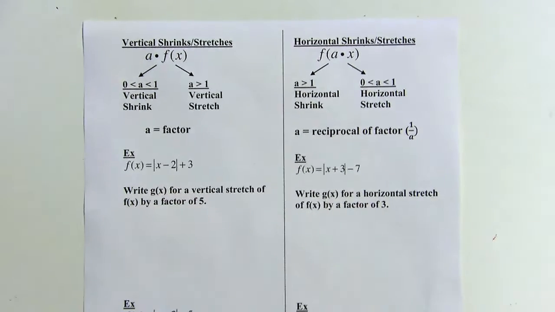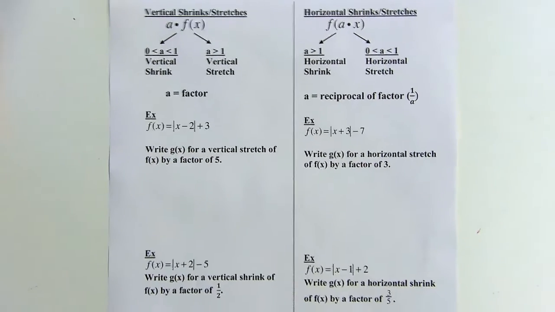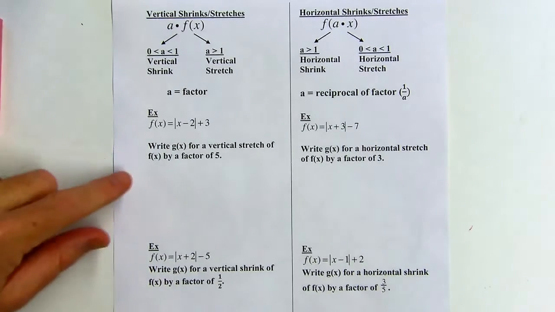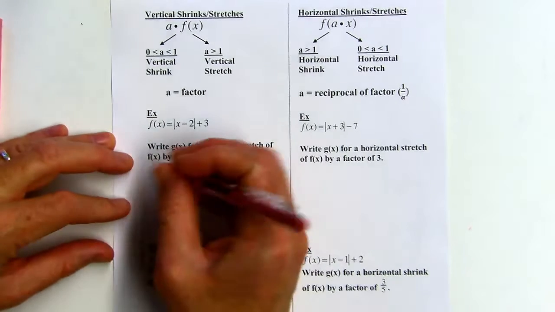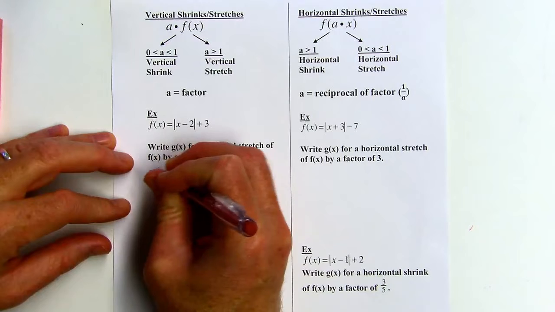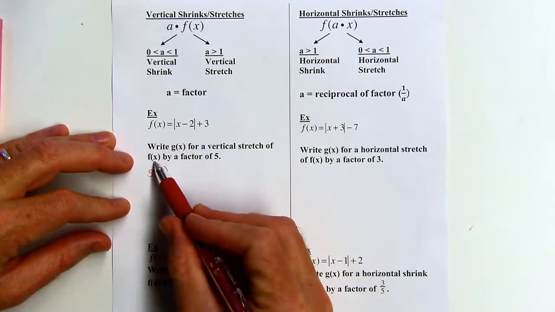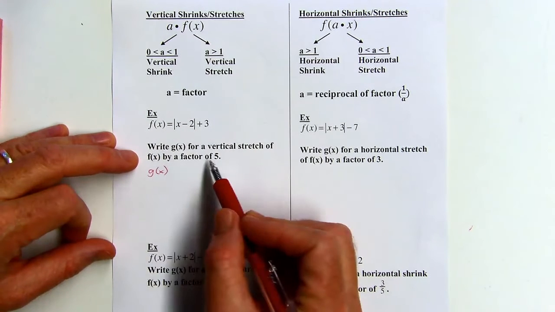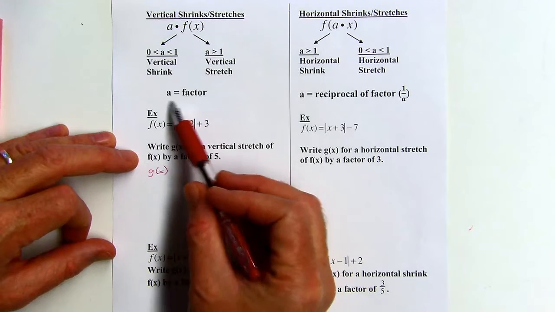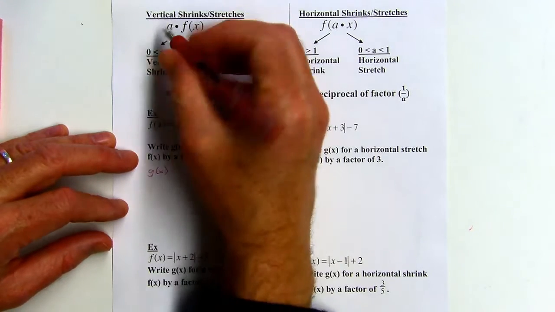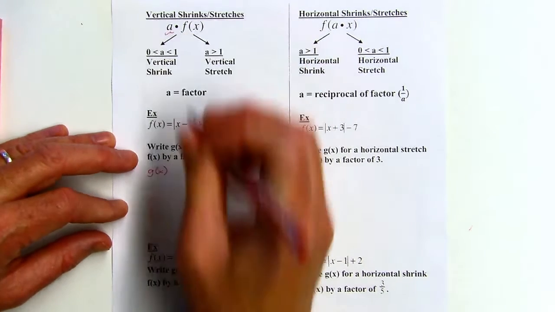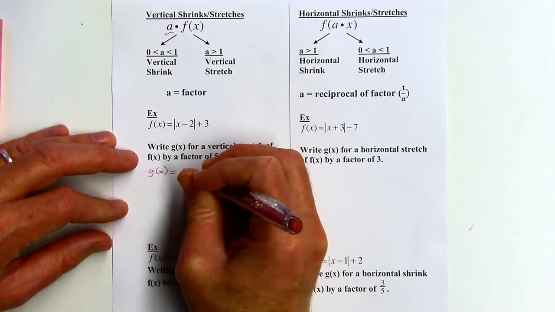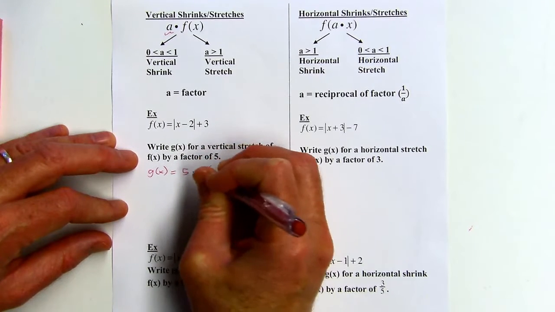Okay, so I've got this split into 2 columns. So let's just start with the vertical changes. So I'm going to write a function g. So I'm going to call my new function g of x. And it says it's going to be a vertical stretch of f of x by a factor of 5. So the factor is just the a value. So that means up here, this a value is going to be 5. So I'm going to take 5 times f of x.